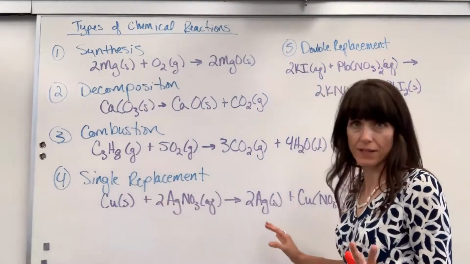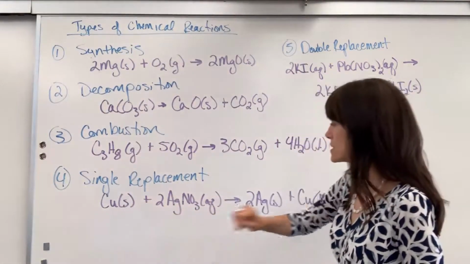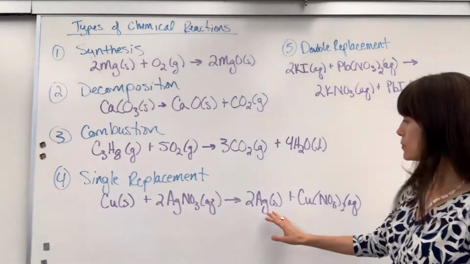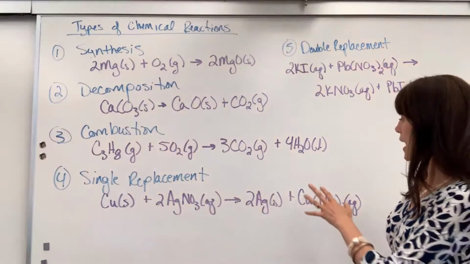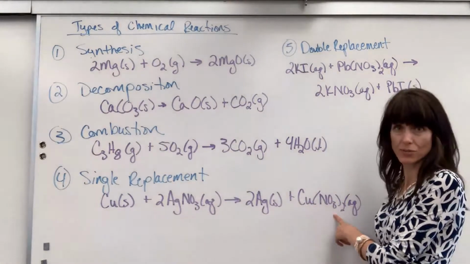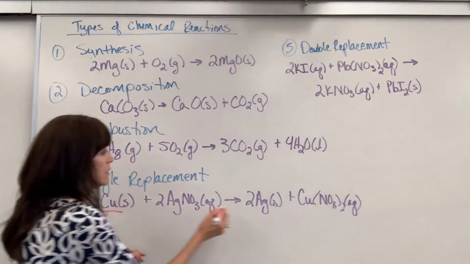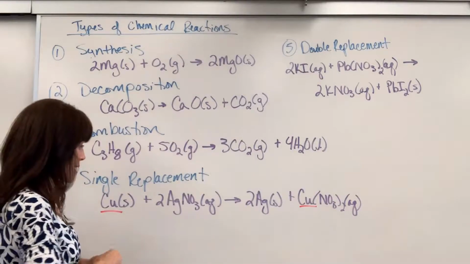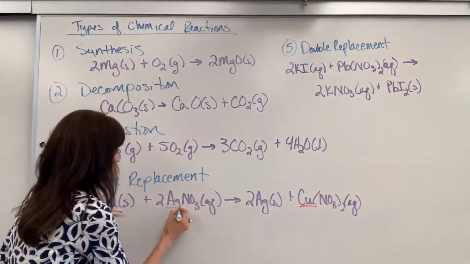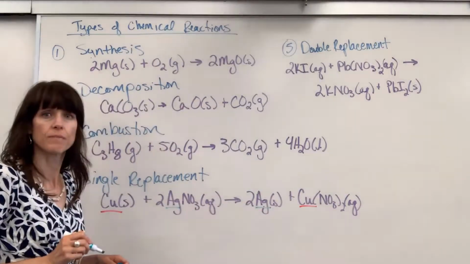So look at what we have here. We've got copper plus silver nitrate yields 2 moles of silver and 1 mole of copper 2 nitrate. Look at the metals. So here's copper, copper. Look at the silver, silver, silver. What do you notice?